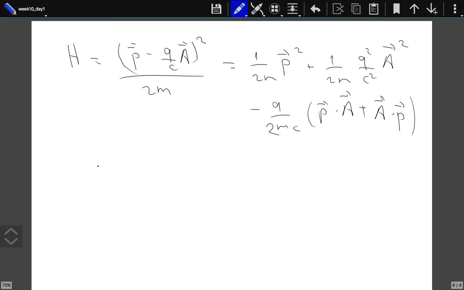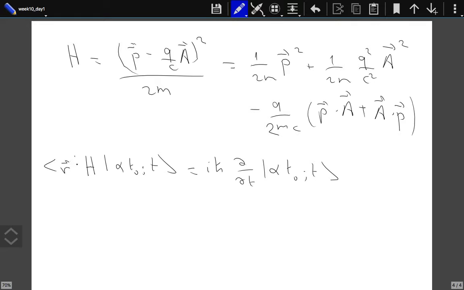Now let's write the Schrödinger equation. You see, the Schrödinger equation, we started by this equation. This is i h bar del over del t of alpha, t0, t.